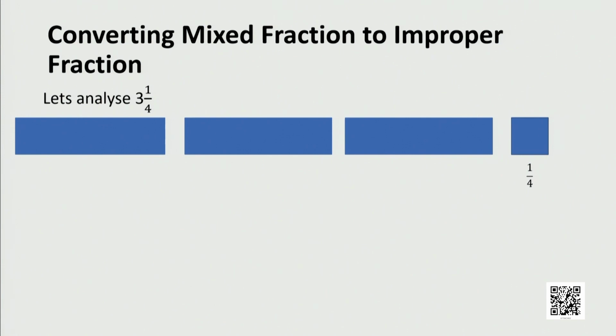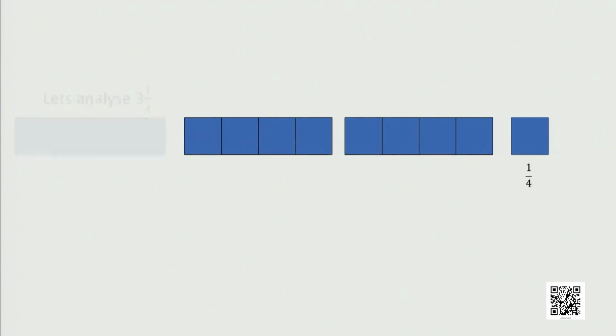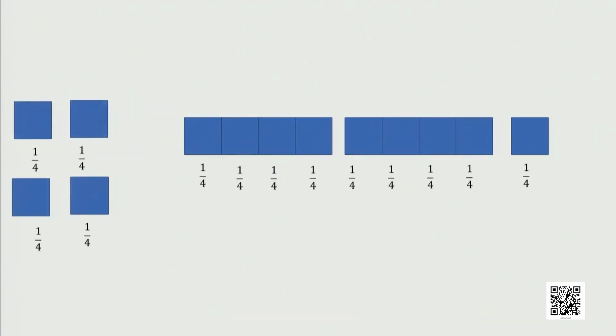We are going to divide each rectangle into 4 equal parts. So I had divided all the 3 full rectangles into 4 equal parts. What is our unit fraction if I consider one rectangle? It is a quarter. So how many quarters in one rectangle? There are 4 quarters in one rectangle. So you can see that in one rectangle there are 4 quarters.